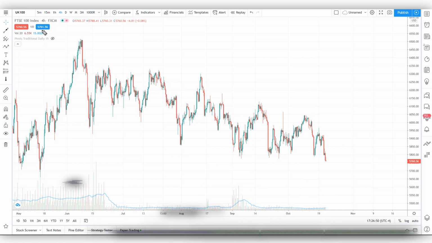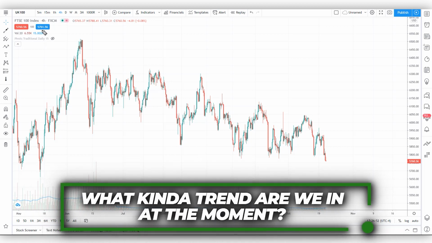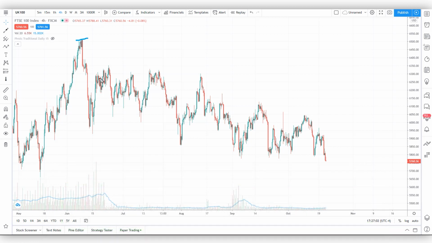So first and foremost, what kind of trend are we in at the moment? Just looking at it, it seems quite choppy, but if you were to remove all the noise and look at the bigger swings here, what you would notice is that we are actually making lower lows and lower highs. At this point in time we've also made a lower low here, and you can also argue that this is a lower high.